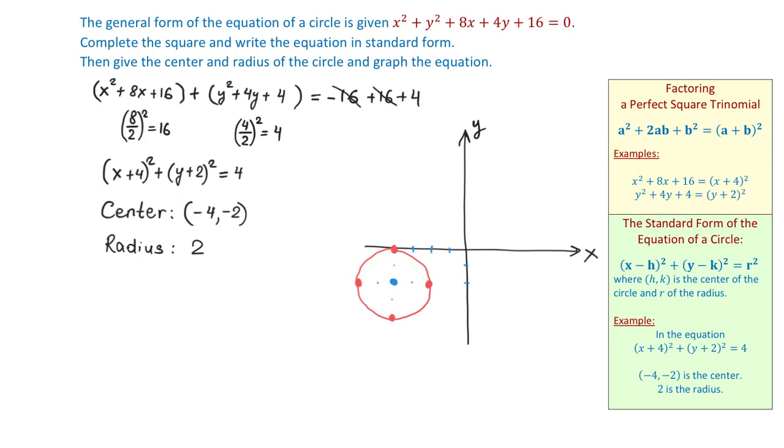So in this example, we converted the general form of the equation of a circle into the standard form, x plus 4 to the second power plus y plus 2 to the second power equals 4. We found the center is negative 4, negative 2, and we found the radius is 2, and we draw the graph of the circle.